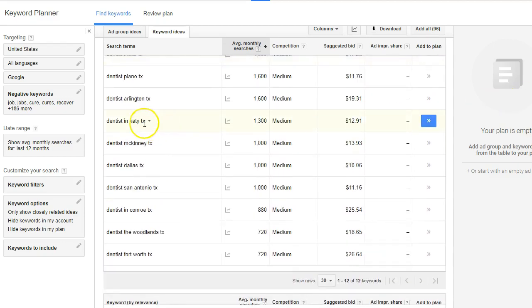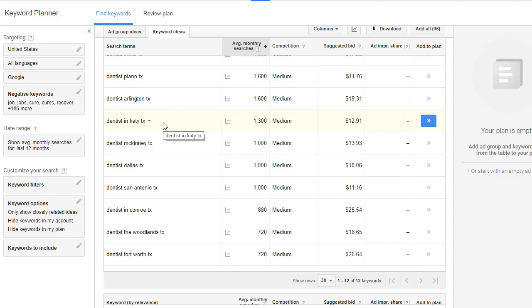Let's take Katy. Let's look at Katy. Obviously, the search volume is slightly low. The cost per click, let's assume it's low. So in this case, Katy is near Houston. So perhaps you might want to target certain zip codes around Houston or maybe around Katy. I know for sure Katy has some pockets of population around it.